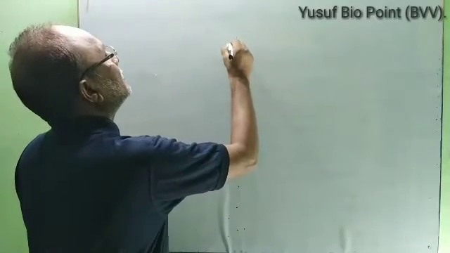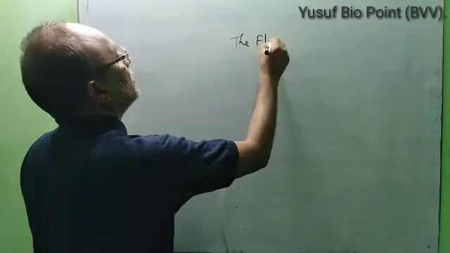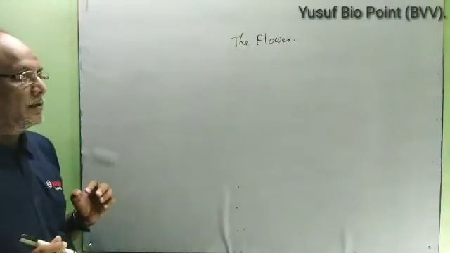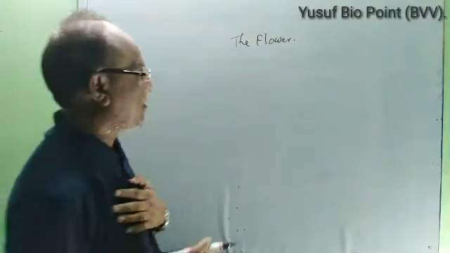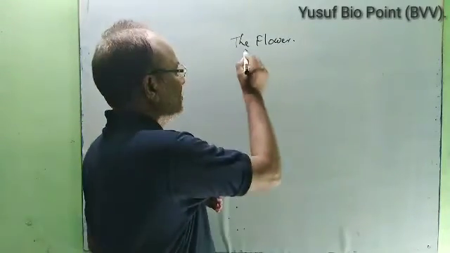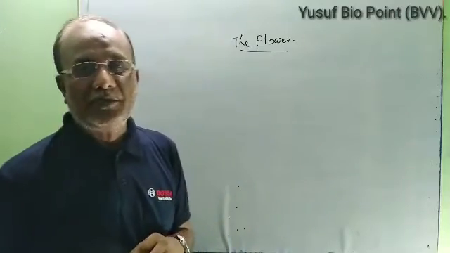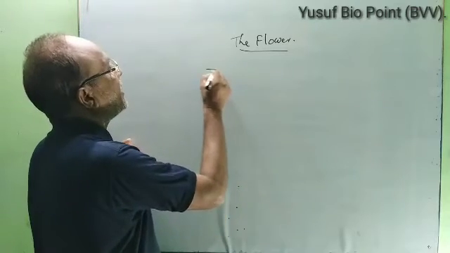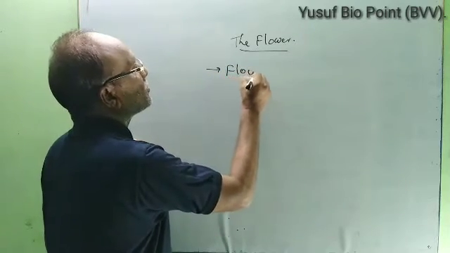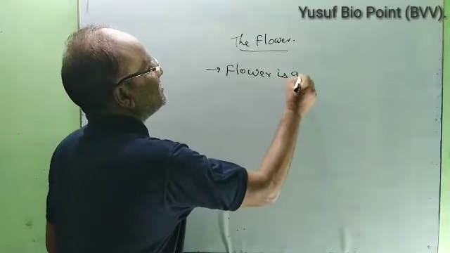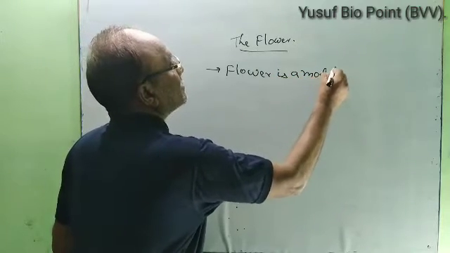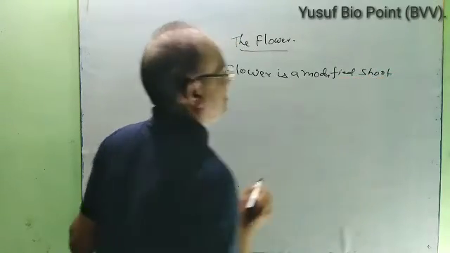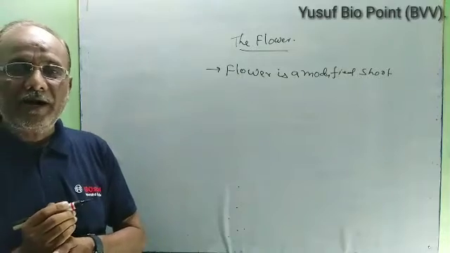Topic is the flower, the most important part of the plant, understand? And we know that flower is a modified shoot. Flower is a modified shoot.